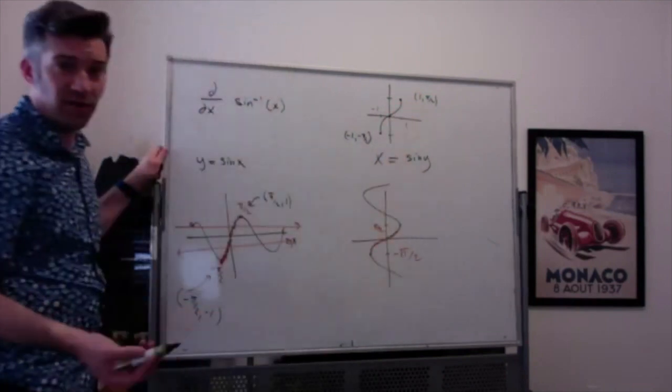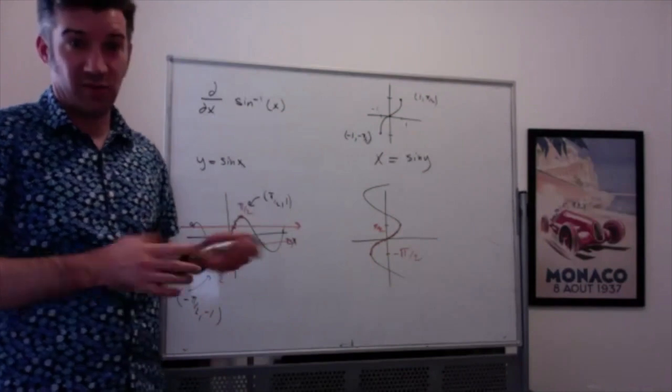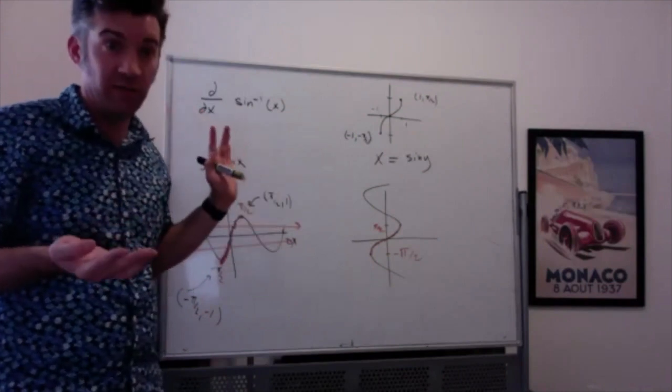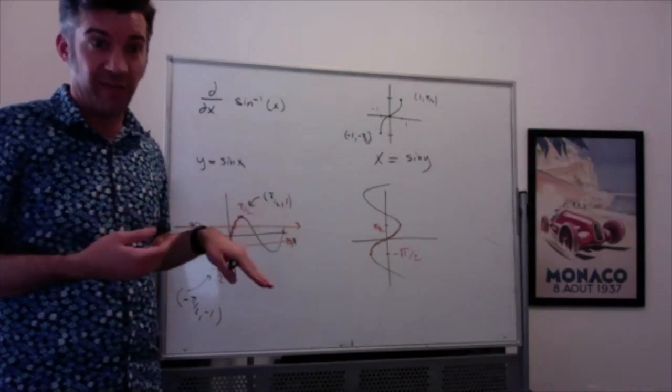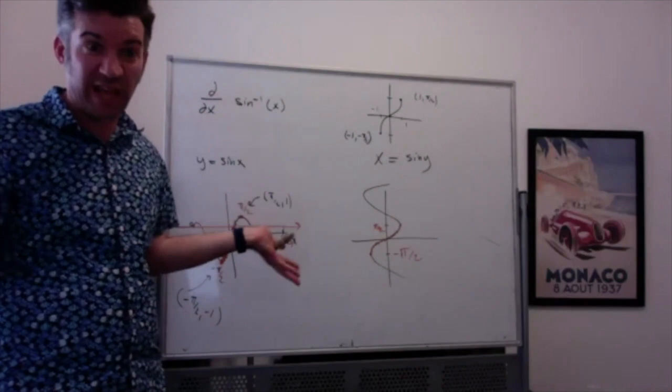It's not a very exciting function in that there's not a lot of it. This is a function. Its domain is -1 to 1. Its range is -pi/2 to pi/2. And that's it. There is no more to it. You get nothing else.